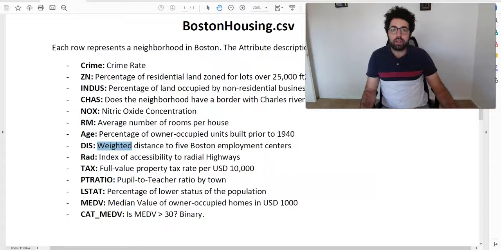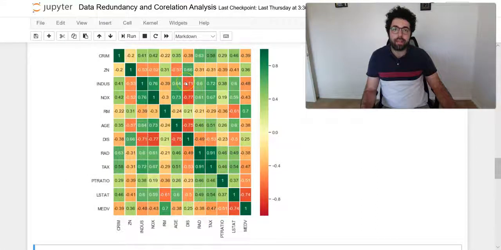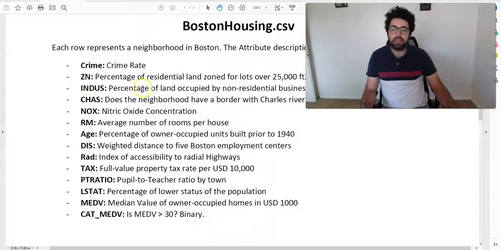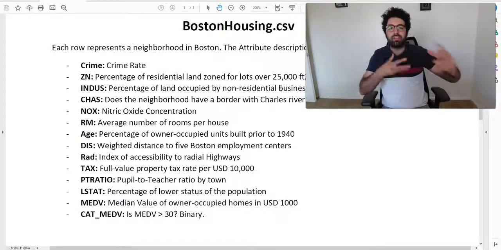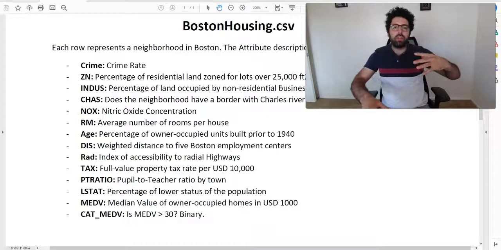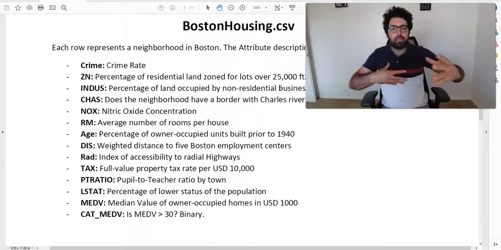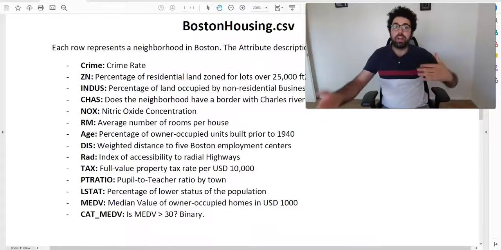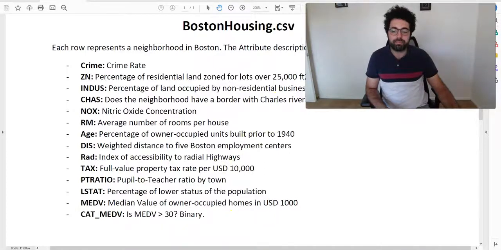So you can see that there is a high negative correlation between them, and that implies that if there is a high percentage of land occupied by non-residential business, sort of those areas where there are a lot of industrial businesses or work being done, they are further than where the downtown or the employment centers are. So that sort of tells you that they are sort of giving you the same information, 70%, but they have a negative relationship to one another.